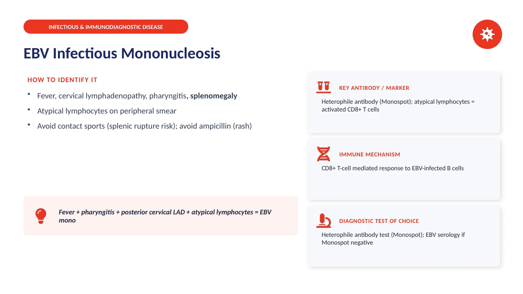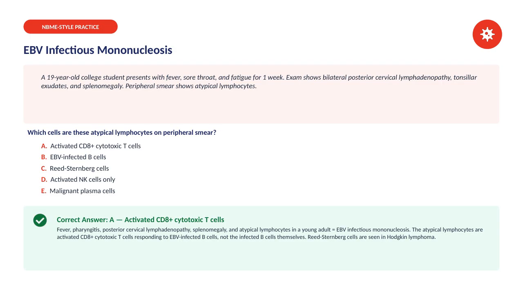A college student with fever, sore throat, fatigue, swollen lymph nodes behind the neck, tonsillar exudates, and an enlarged spleen is showing classic signs of infectious mononucleosis caused by Epstein-Barr virus. On the peripheral blood smear, the atypical lymphocytes observed are actually activated CD8 positive cytotoxic T cells. These cells expand in response to infected B cells, which the virus targets. But the infected B cells themselves are not what you see as atypical lymphocytes.